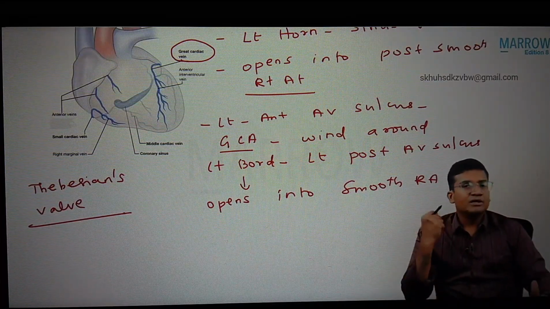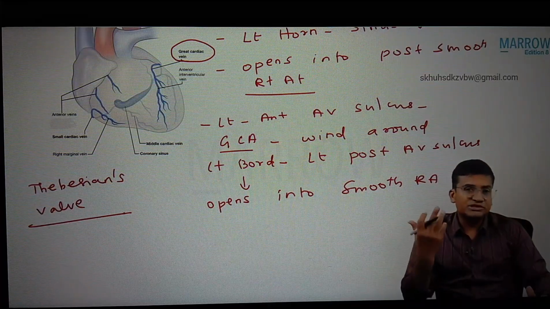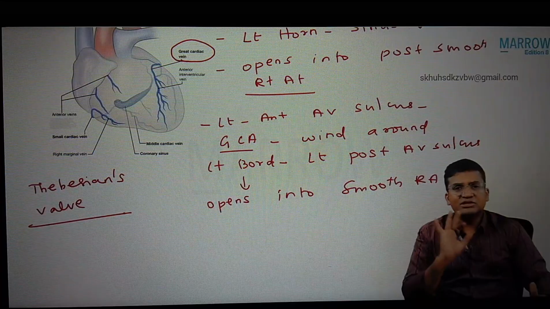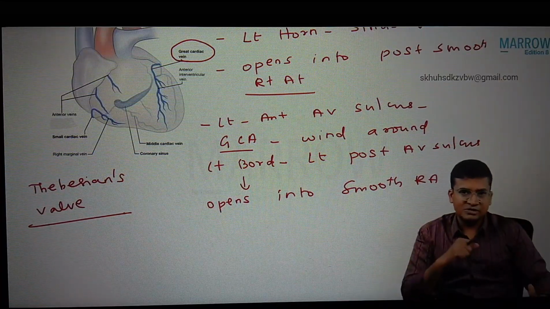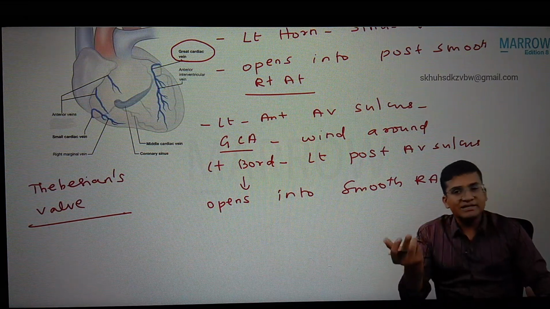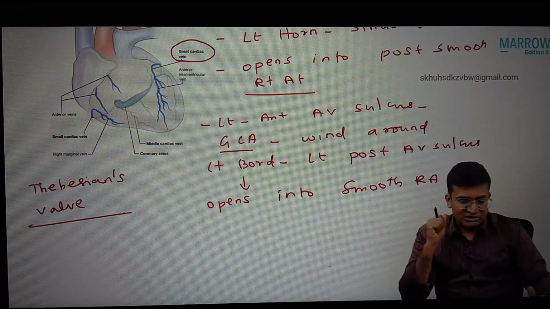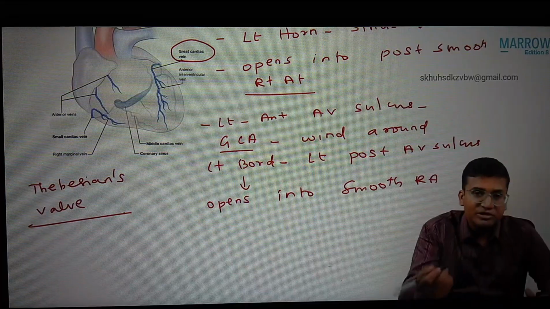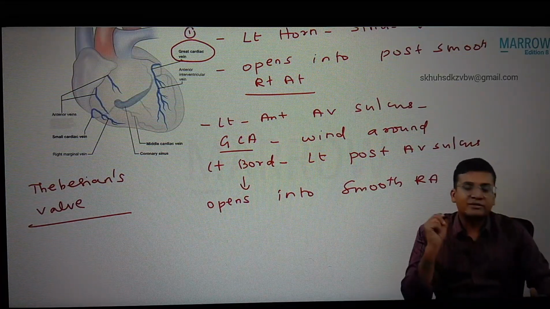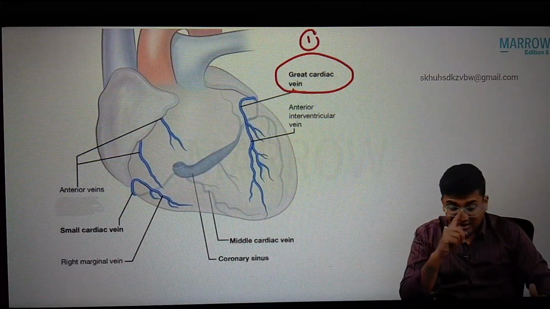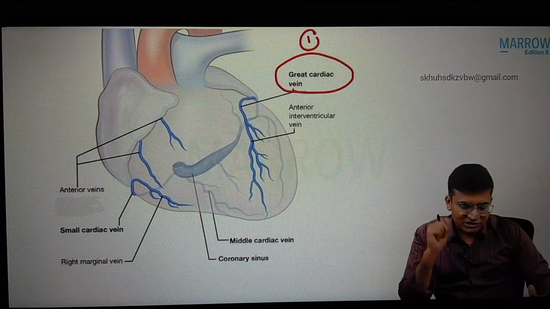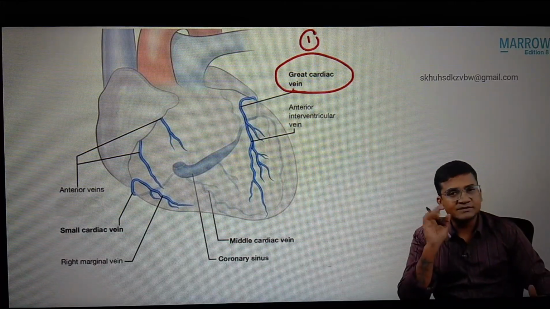This is the course. The question is about the tributaries of the coronary sinus. All the following are tributaries of the coronary sinus except which? And one more point, the accompanying structures of the tributaries is also a question. The first point, the tributaries. Number one, the great cardiac vein is a tributary of the coronary sinus.